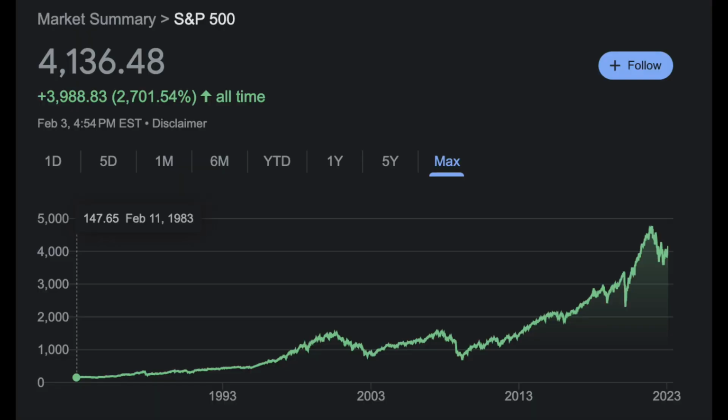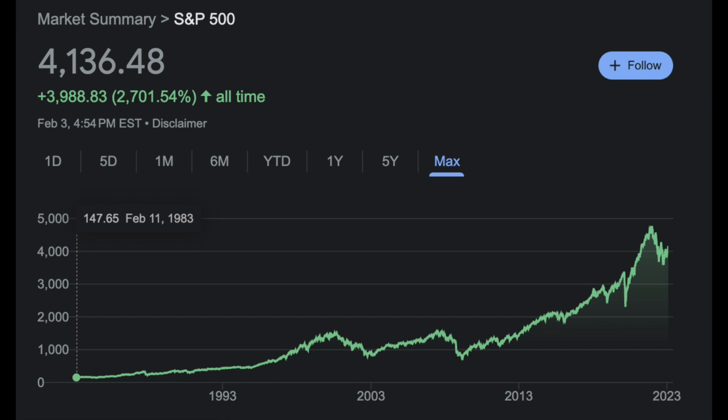As you can see by this graph of the S&P 500, back in 1983 it was at $147.65 per share, and now as of February 3rd, 2023, the S&P 500 is all the way up at $4,137. This is a 2,701% gain over time. As you can see in this graph, there are times where it's going up, there are times where it's going down, periods where it's declining extremely quickly.